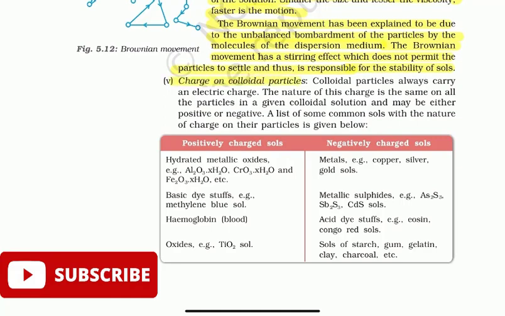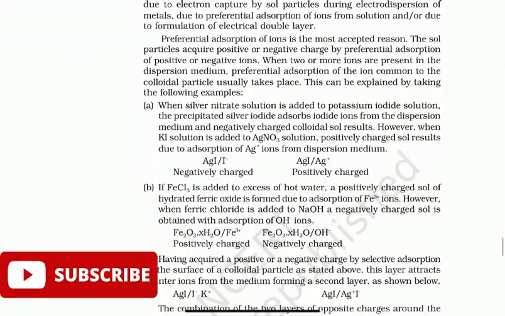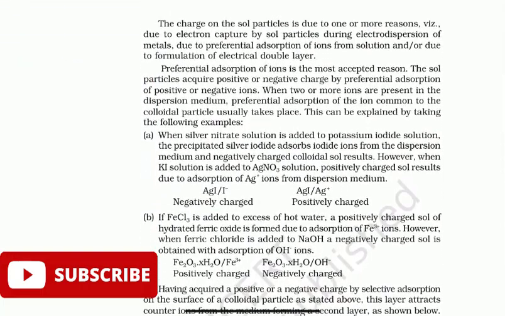Charge on colloidal particles. Colloidal particles always carry an electric charge. The nature of this charge is the same on all the particles in a given colloidal solution and may be either positive or negative. A list of some common sols with the nature of charge is given below. The charge on the sol particles is due to one or more reasons, viz. due to electron capture by sol particles during electrodispersion of metals, due to preferential adsorption of ions from solution, and or due to formation of an electrical double layer. Preferential adsorption of ions is the most accepted reason.